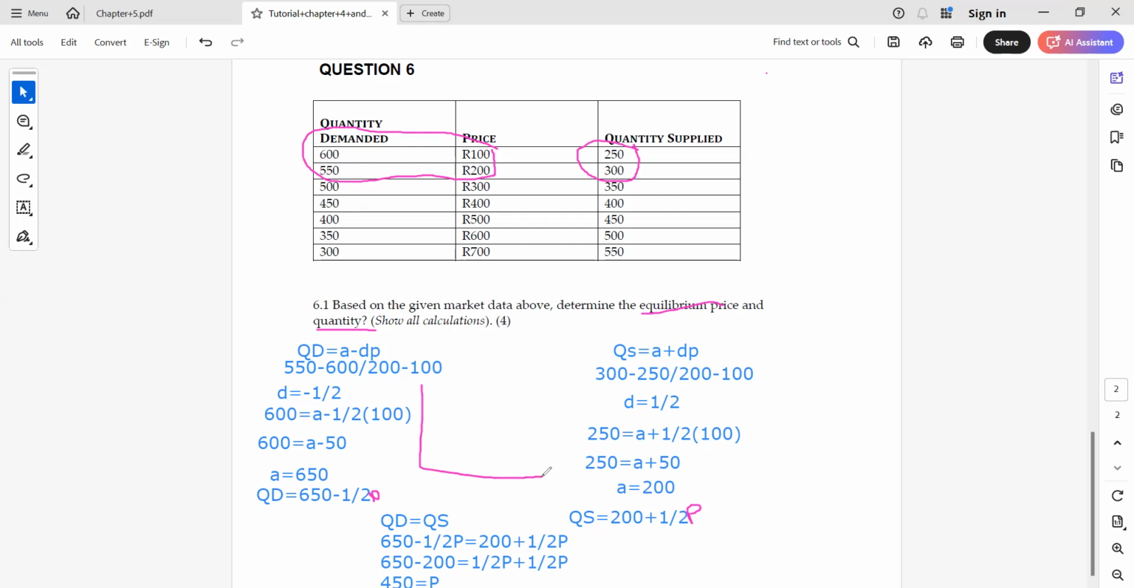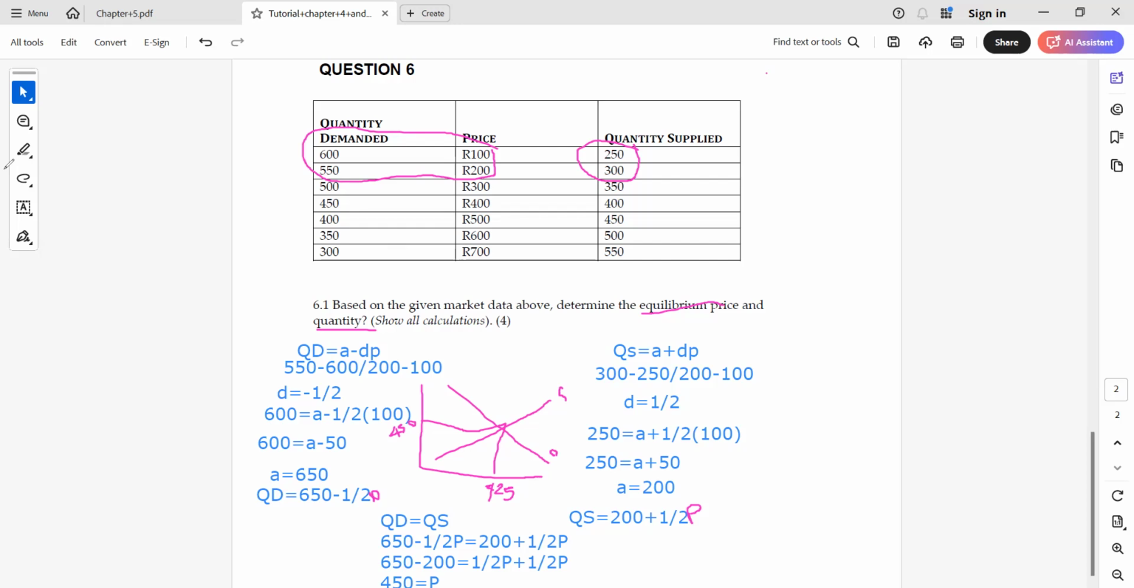So now you can just draw your curves. So this is demand, this is supply, and this is the price, this is the quantity. The quantity I did say is 425, so this is 4-ish to 5, and then your price is 450. And then you are done.